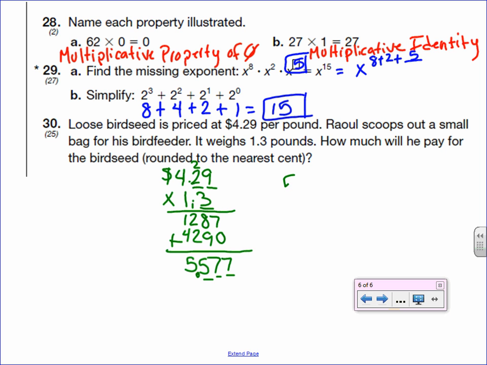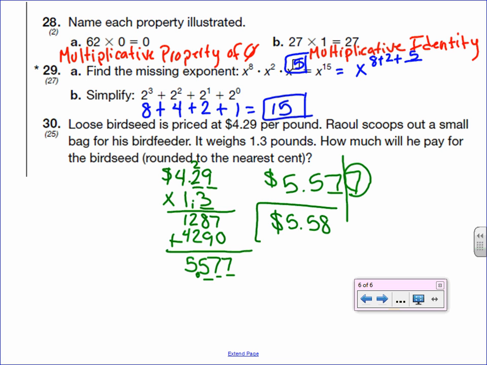So I have 5.577. And if I'm going to be talking about dollars and cents, I have to cut the number off right there. Well, this 7 rounds up to 8 then. So that would be $5.58.